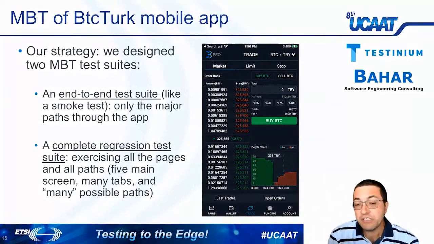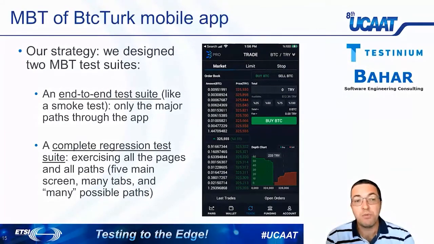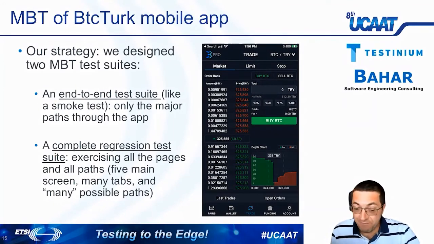In discussions inside our team and also with the client company, we decided to develop two types of MBT test suites for the mobile application. One is an end-to-end test suite, which is like a smoke test. It is faster to run but tests less, covering only the major paths through the app. The second is a complete, exhaustive regression test suite, which exercises all the pages and all the screens, so it's much more comprehensive.